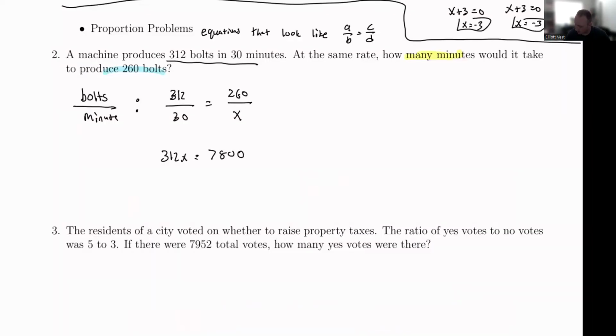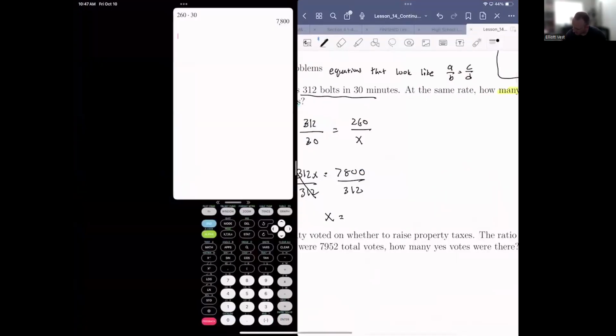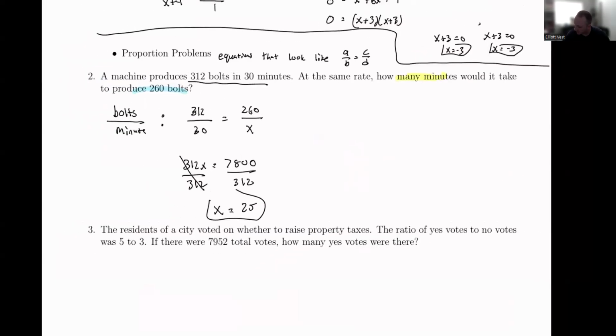7,800 here. Well, how do we get x by itself? Well, let's divide by 312. Divide by 312. That means x is equal to what? What is x equal to? I should have kept this up. 7800 divided by 312 is 25. So let's go in the context of the problem, right? How many minutes would it take to produce 260 volts? It takes 25 minutes. Like so. Not bad.